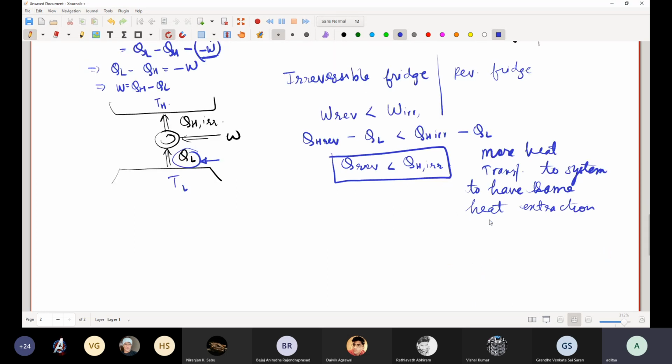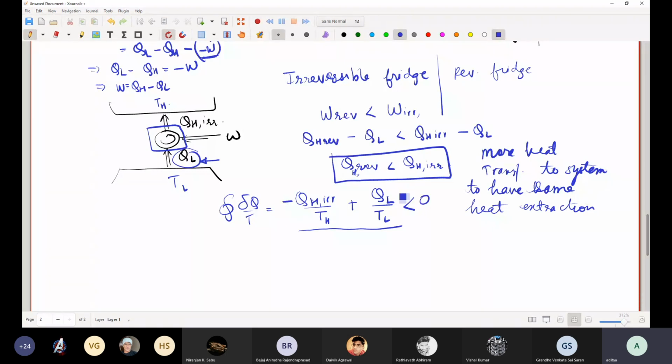And correspondingly, with this in mind, what can we conclude about closed integral del Q by T? So this will be minus QH irreversible over TH, sorry, QH is the heat rejected by this control volume, so we have to account for the sign, plus QL upon TL. Now, because QH irreversible is larger than QH reversible, what can we conclude about the sign of this term? QH irreversible is now larger, so this minus term is now larger. As a consequence, this term will be less than 0.